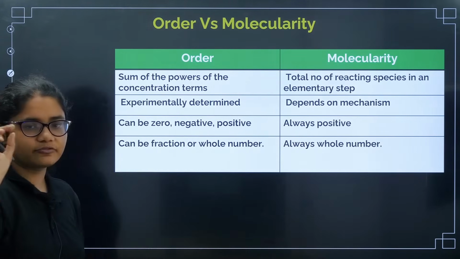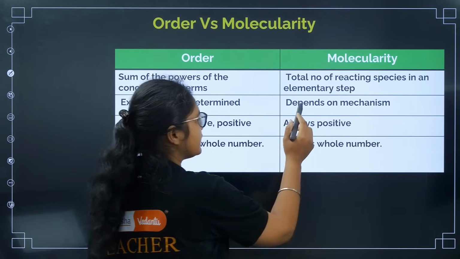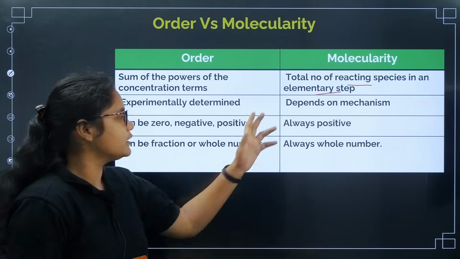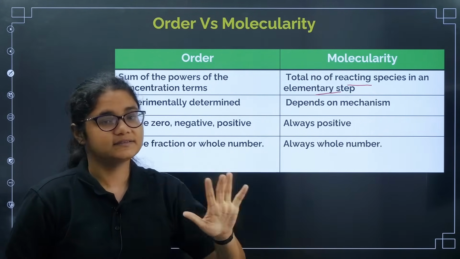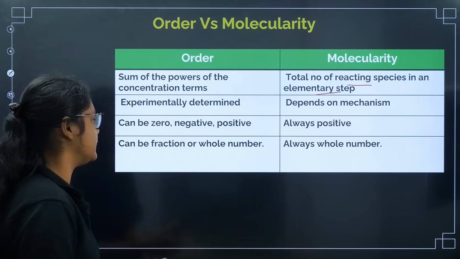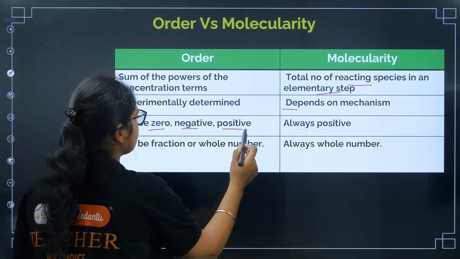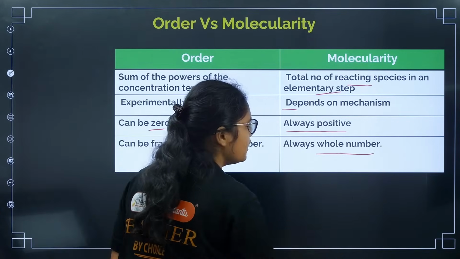So order is the sum of the powers of the concentration terms, whereas molecularity is the total number of species reacting in an elementary step. Molecularity you can tell by seeing a reaction, but order you cannot tell by just seeing the reaction. This is experimentally determined. It depends on the mechanism. Order can be 0, negative or positive, a fraction or a whole number. Molecularity is always positive and has to be a whole number.